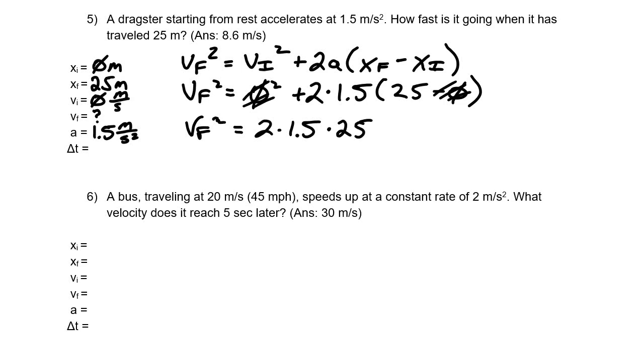Essentially, that's what we're doing, right? All right, great. So we have Vf squared is equal to 75. Hey, you know what? I want the velocity. I don't care what Vf squared is equal to. So how do we get rid of the squared? We take the square root. And that will get us our final answer of 8.6 meters per second.